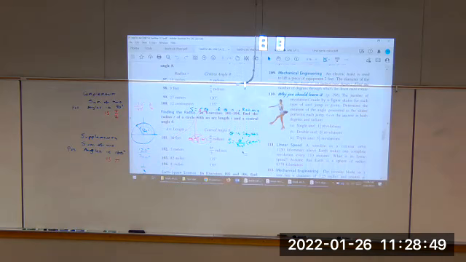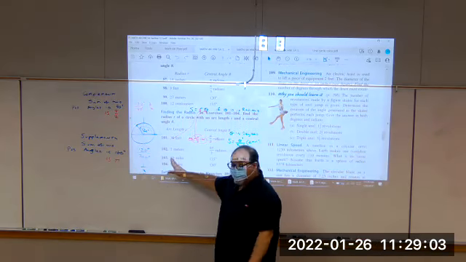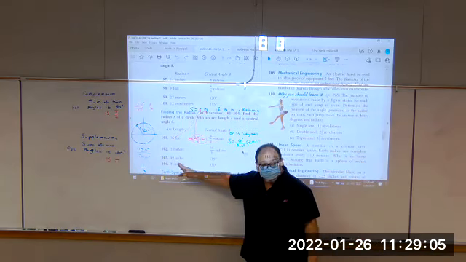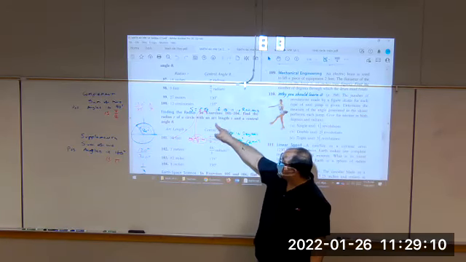And now they want you to find the radius. Just like I showed you, you have three variables, s, r, and theta. On these right here, they're giving you s, and then they're giving you theta, solve for r.